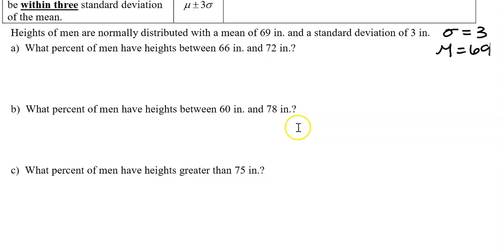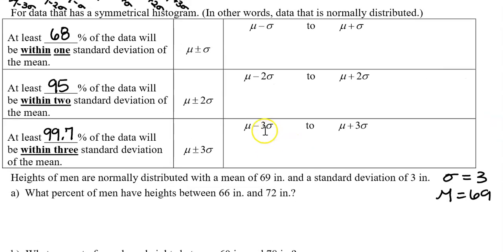So now we can go back up to our empirical rule table and start filling in some of this data. The empirical rule states that at least 68% of the data will be within one standard deviation of the mean. So we need to take our mean, which is 69, and subtract one standard deviation. 69 minus 3 gives us 66. And then we also need to add one standard deviation. 69 plus 3 gives us 72. So we have that at least 68% of the data will be falling between 66 and 72.